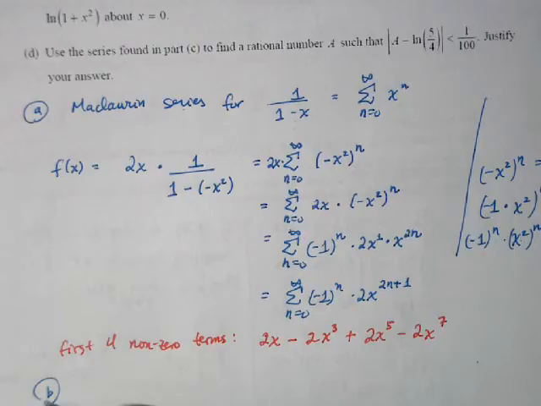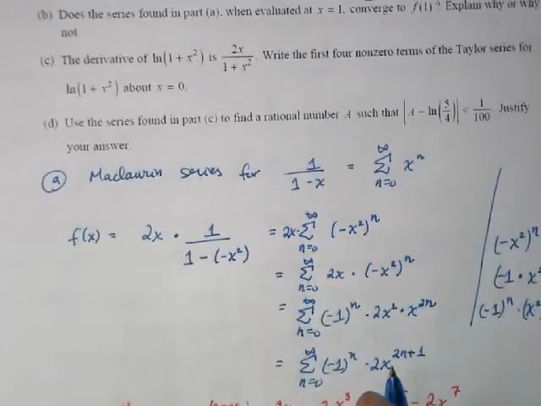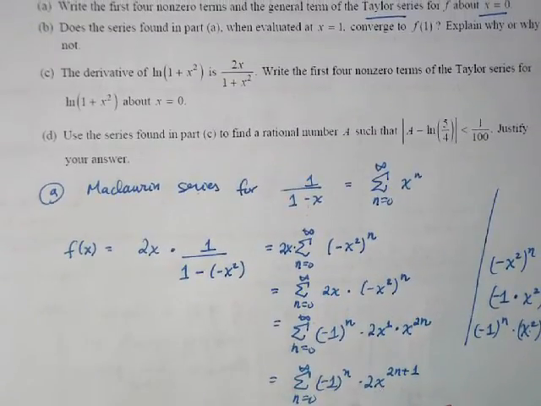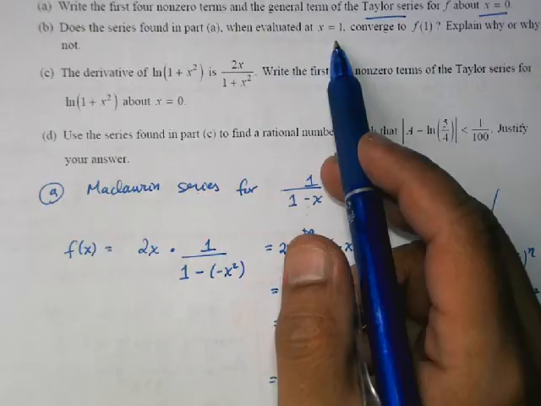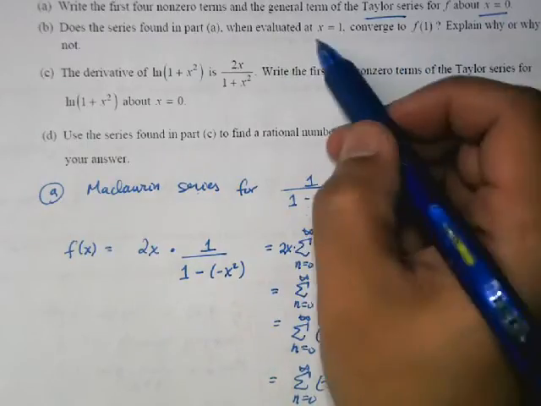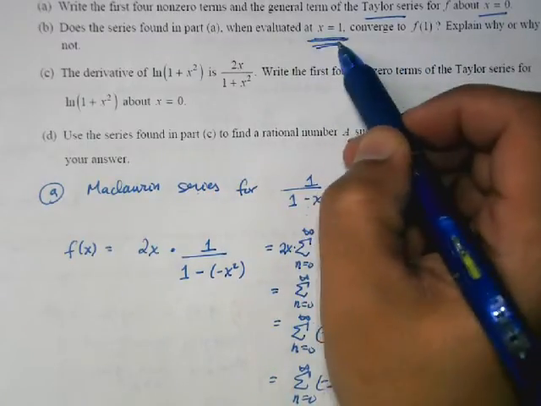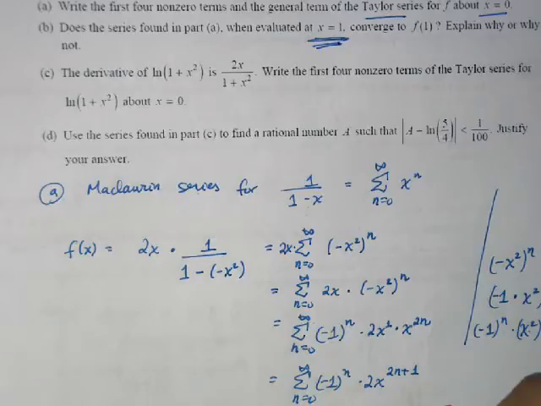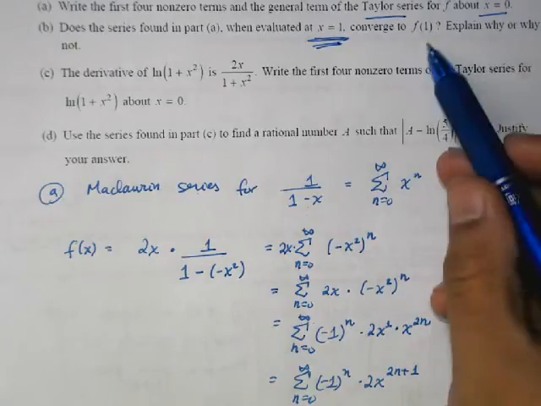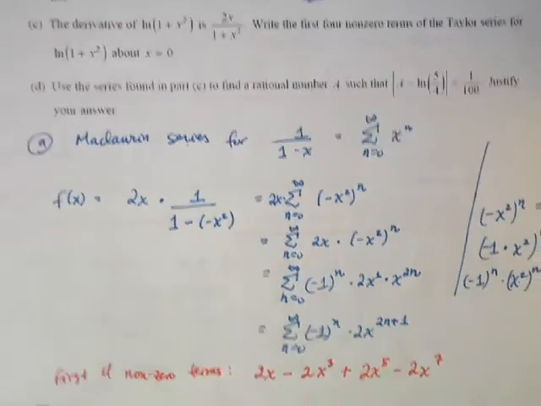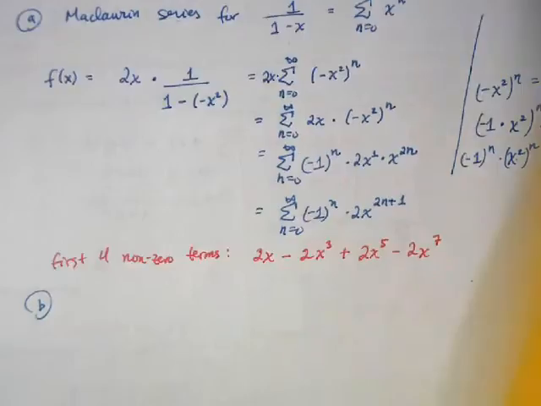Let's move on and look at part B, which says, does the series found in part A, when evaluated at x equals 1, converge to f of 1? So what we're going to do here is take 1 and substitute it in for x and see if it converges or not. Okay?